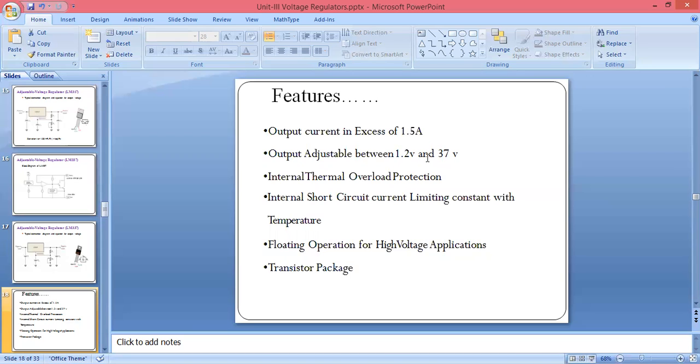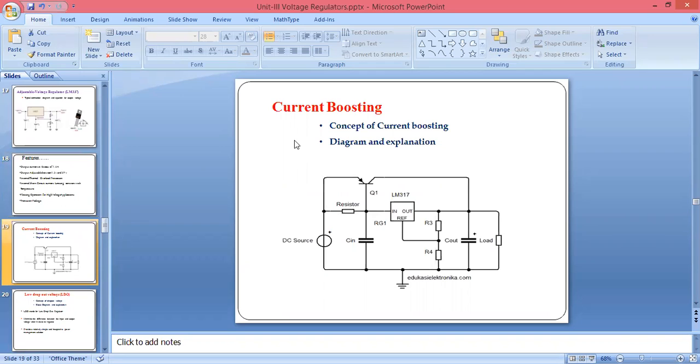Then internal thermal overload protection, because here we are using the rheostat, so we can adjust the value of the resistance. Internal short circuit limiting, constant with temperature. These are some of the features of the LM317 and the LM337 voltage regulator. Current boosting we will see in next class.